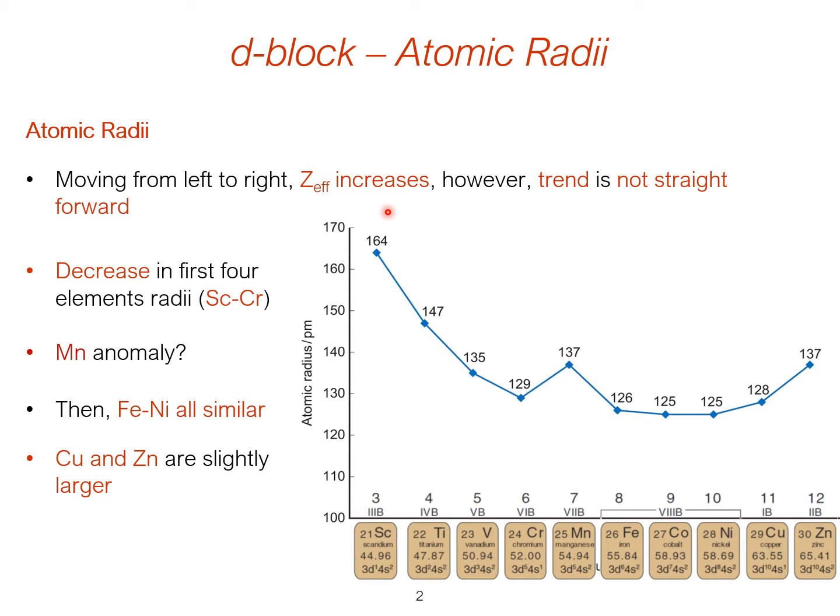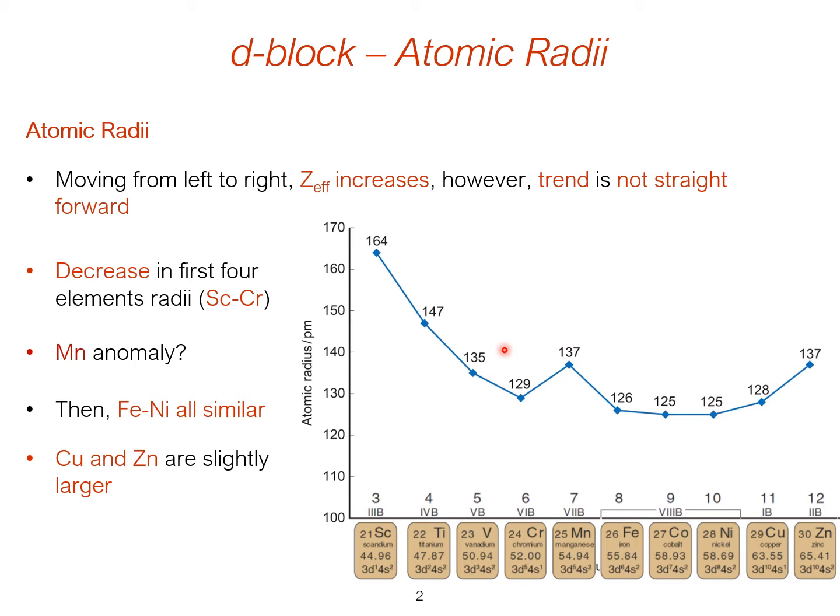But let's look a bit closer at this first row and see the trends. At first, it does happen how we expect it to. Going from scandium to chromium, it decreases as the effective nuclear charge increases. Then we've got manganese here, which is a bit of a bump, quite an anomaly. Then it levels out and it's very similar, and then it goes up a bit towards the end.